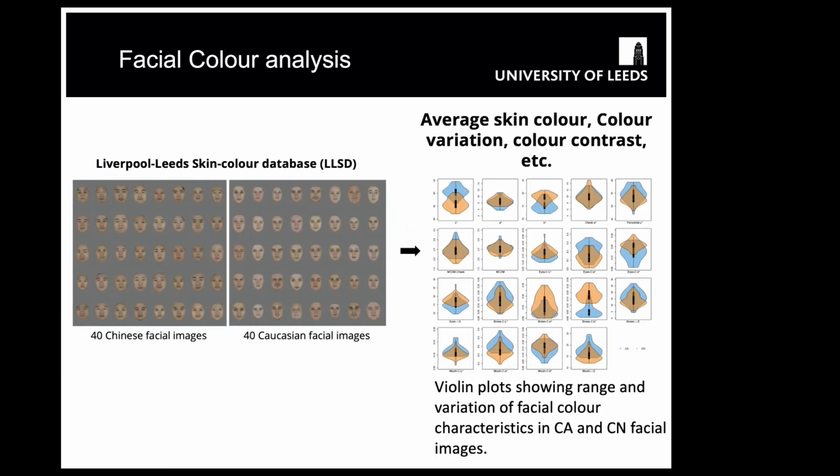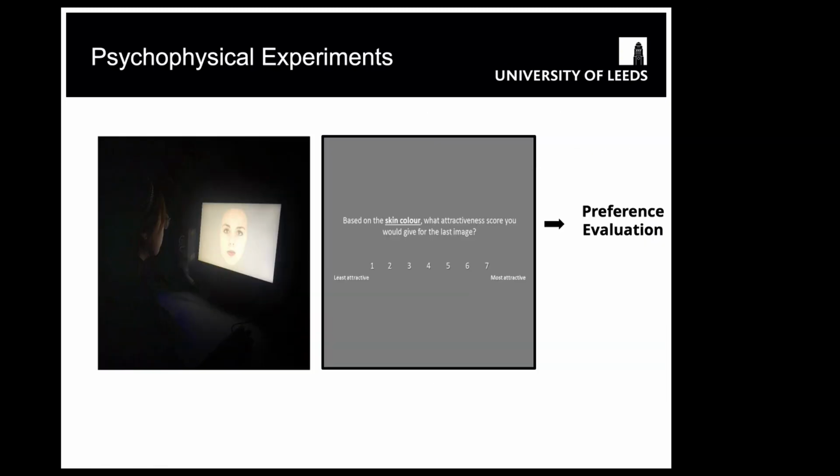Okay, and we use 40 Chinese images, 40 Caucasian images. What we do is we calculate all possible color measurements. That includes average skin color, color variation, color contrast, for example. We do the psychophysical experiment. We want people to look at the whole face. Then we want them to scale their facial attractiveness from the least to the most attractive. We want them to scale the facial healthiness, and we want them to scale the visual age. You just give an age based on the facial image you have seen.